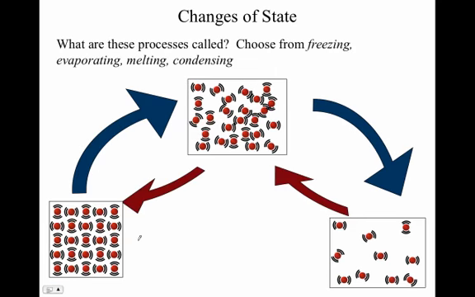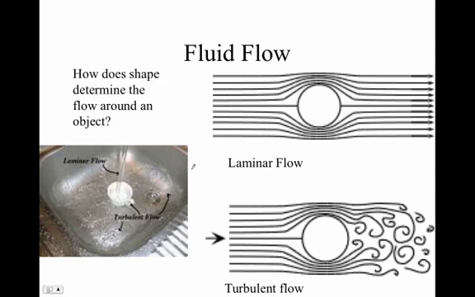What are these processes called? Is this freezing, evaporating, condensing? So this would be condensing right there. And this, of course, would be freezing. So we know that solids can't be considered fluids. Only liquids and gases are fluids. And that has to do with the particle theory and how fixed the particles are in a solid, which means they can't move past each other, whereas liquids and gases can flow.